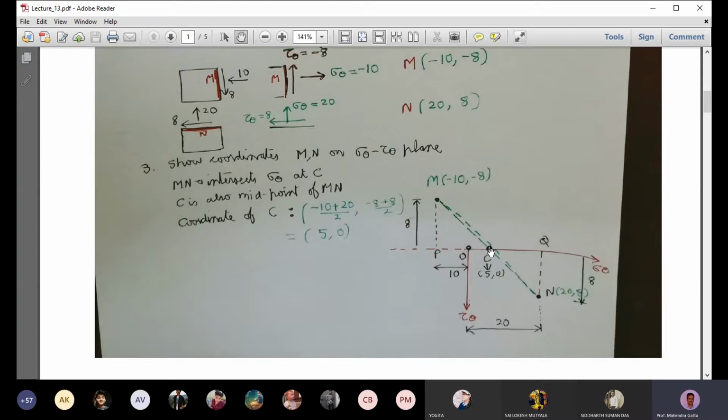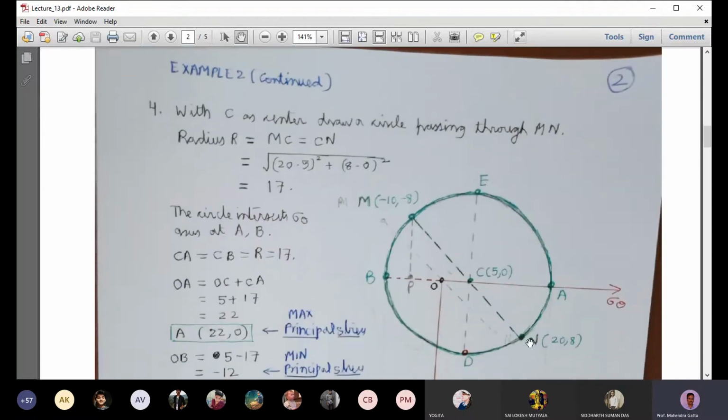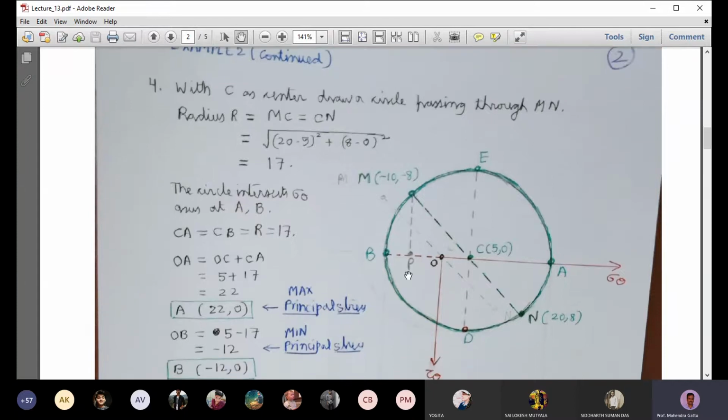With this, the next step will be to draw a circle with the center C and radius equal to CM or CN. To find the radius CN, we have the coordinates 20 comma 5, so it will be square root of 20 minus 5 squared, that is 15 squared, plus 8 squared. So we get that value as 17. That is what we are doing here. So this circle will pass through these M and N points, and it will intersect the sigma theta axis at A and B.